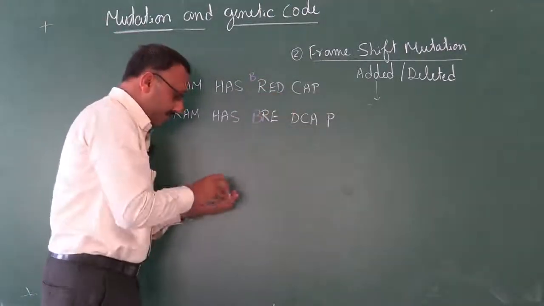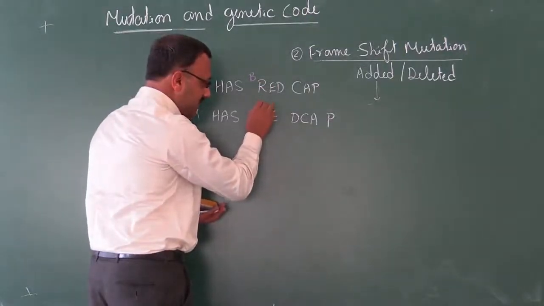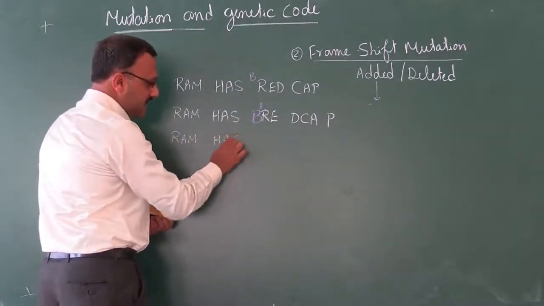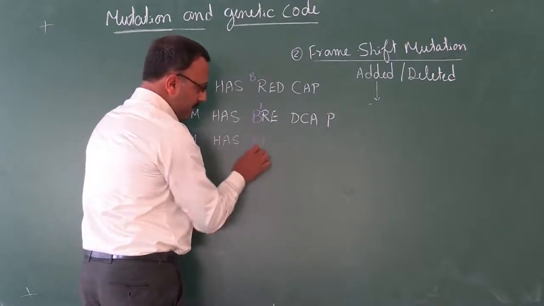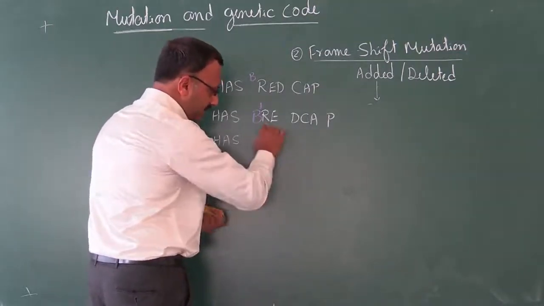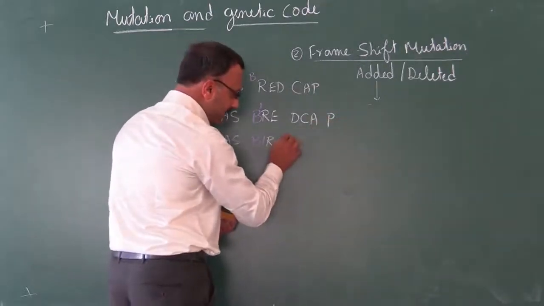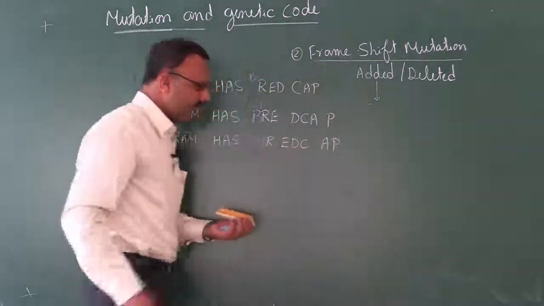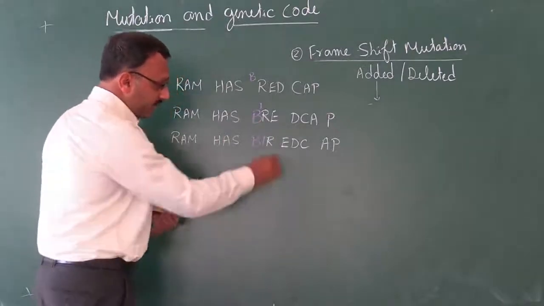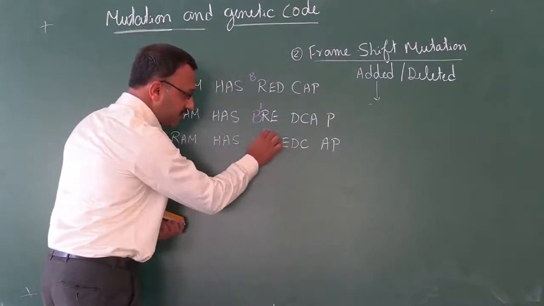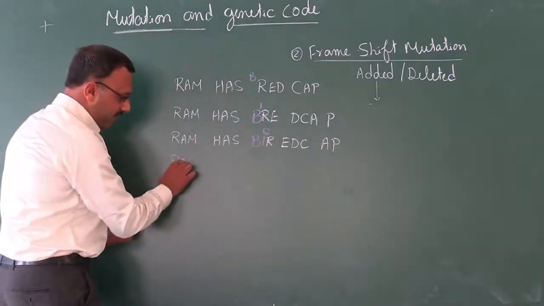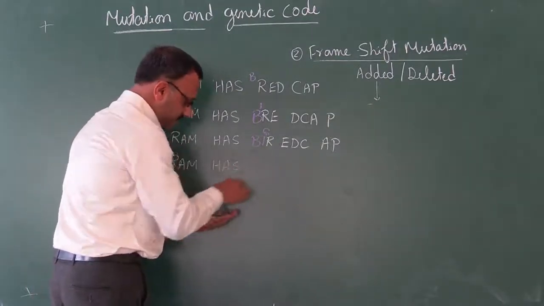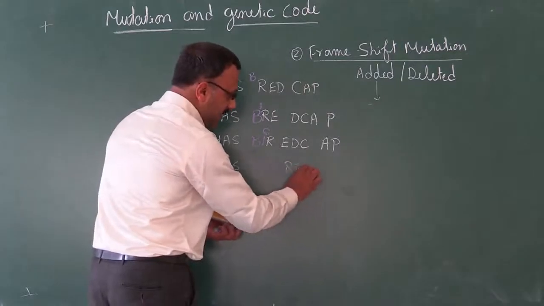Now if you add one more letter I at this region, that gives Ram has BI, and then R, again it will shift to the forward position, E, D, C, then A P. Then again if we add one more letter in the form of G at this position, see the position: Ram has big R-E-D.